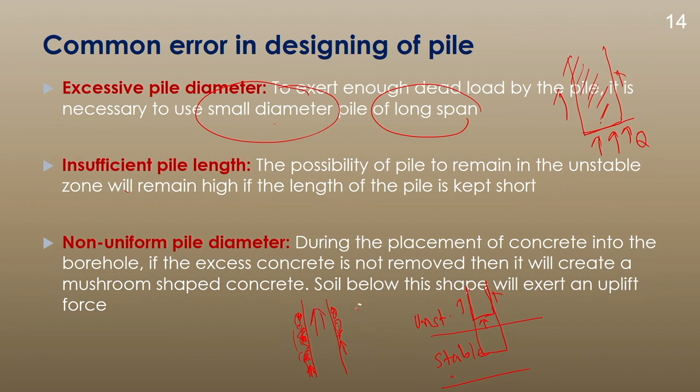Similarly, if we design a pile of this shape, then also there will be an uplifting pressure acting on the surface of the pile. So therefore, the pile should be of uniform diameter, and we need to avoid the presence of this mushroom type of structures on the side of the pile.